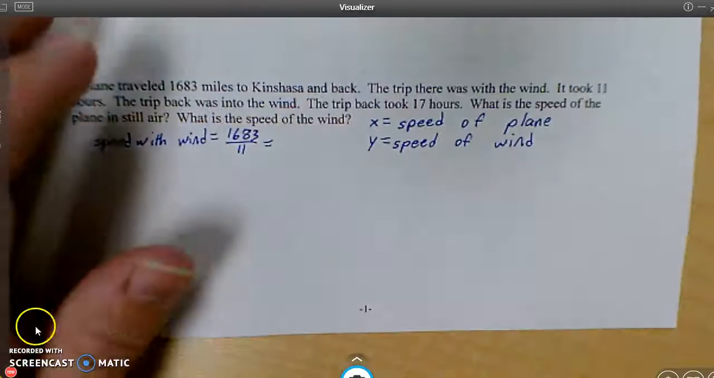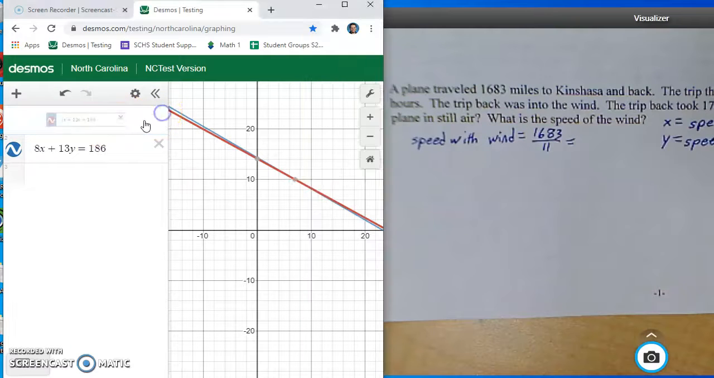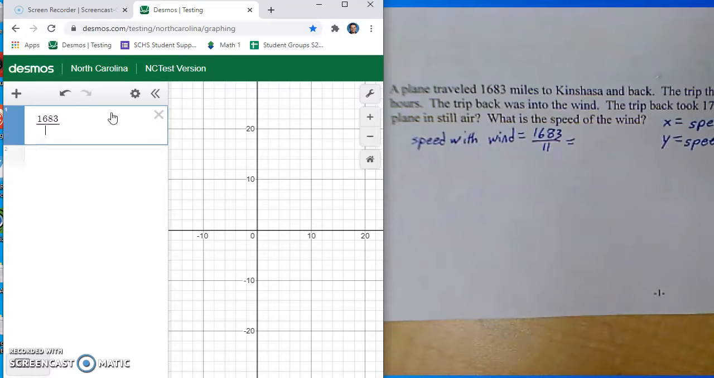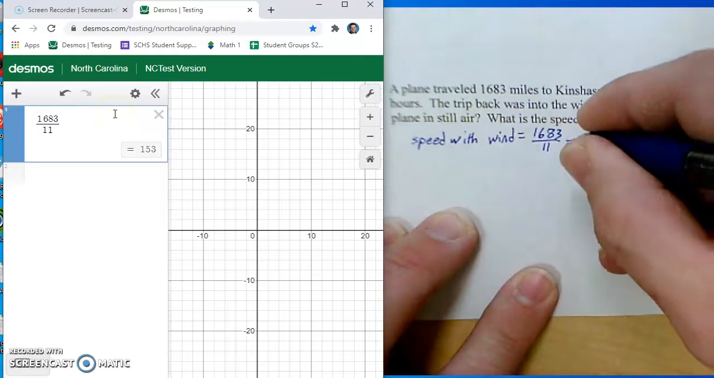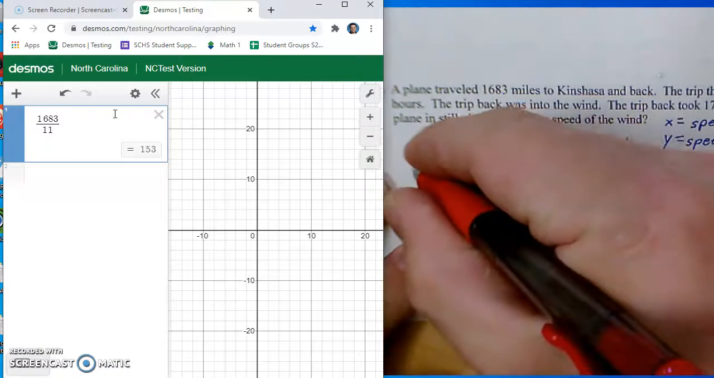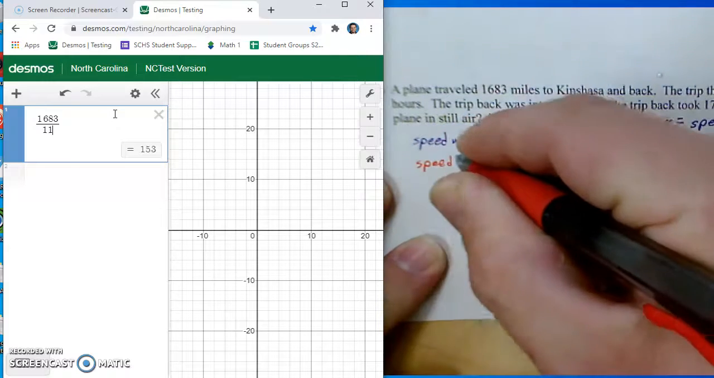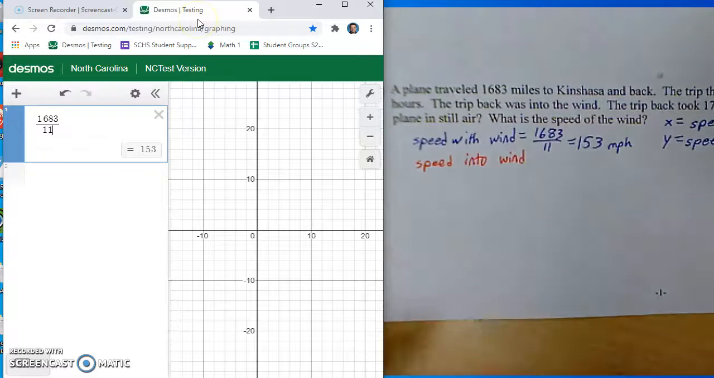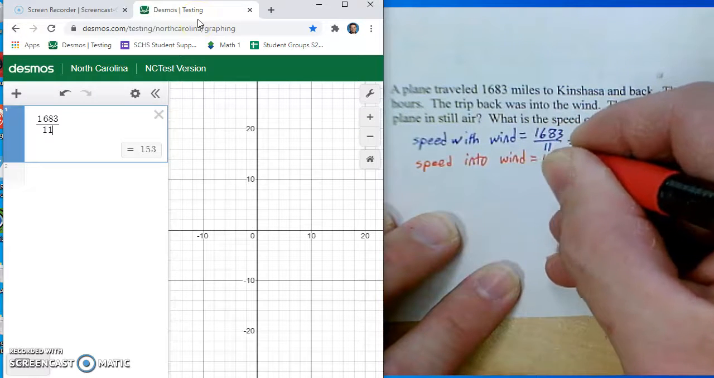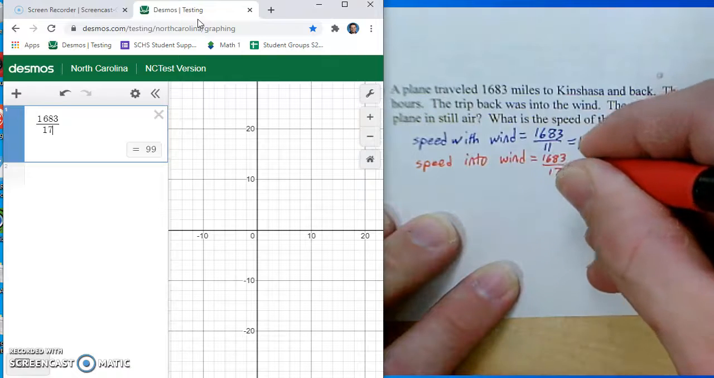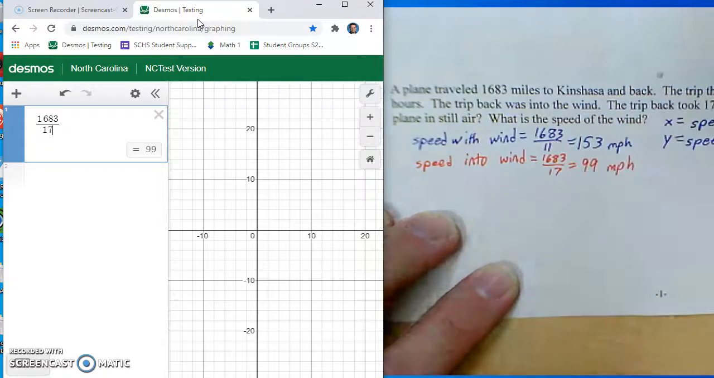So I'm going to quickly calculate that. Just going to use a calculator is all I'm going to do. I'm going to X out what I had before from the first problem. 1,683 divided by 11. Get 153 miles per hour. And now I'm also going to calculate the speed into the wind. So that's still using the 1,683. But now the time became 17 hours. So I'm going to delete the 11 and put a 17 in its place, and that's 99 miles per hour.